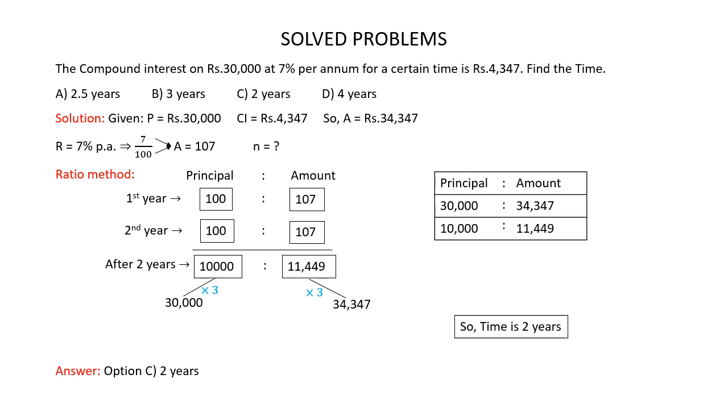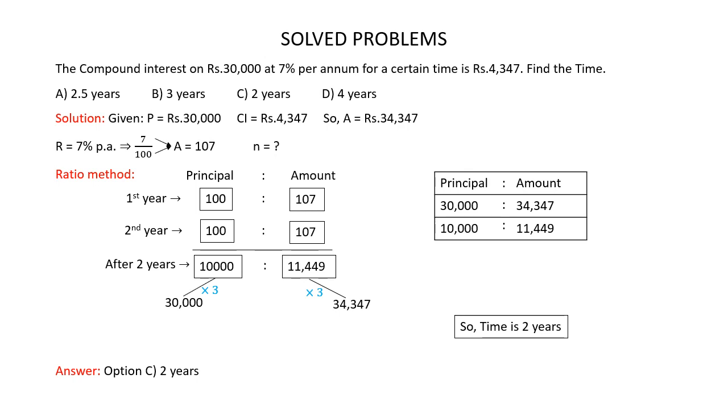Now here it's given that principal is rupees 30,000, compound interest is rupees 4,347. Now since amount is equal to principal plus compound interest, the amount here would be 30,000 plus 4,347, which is rupees 34,347. Rate of interest is given as 7% per annum and we are asked to find the time. Now since nothing is specified in the problem, we have to assume that the interest is compounded annually.